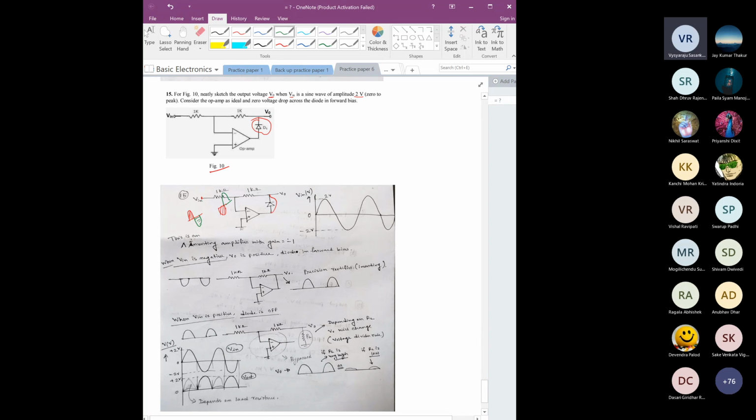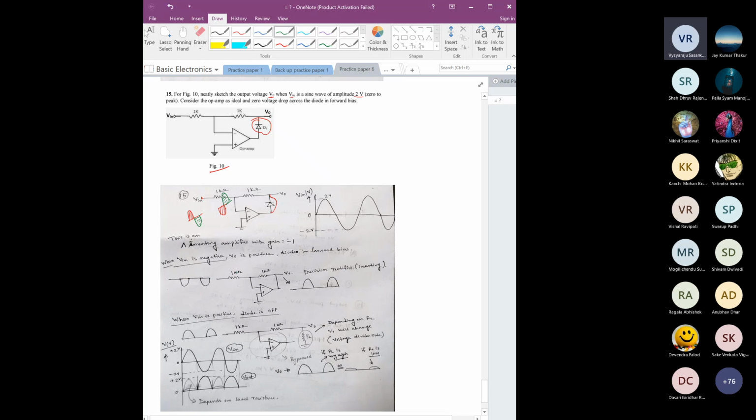And here you can see that during the positive half, this diode conducts, and this analysis is validated, that this is shorted. And this will behave as a normal inverting amplifier. So you have obviously understood that this is nothing but the precision rectifier.